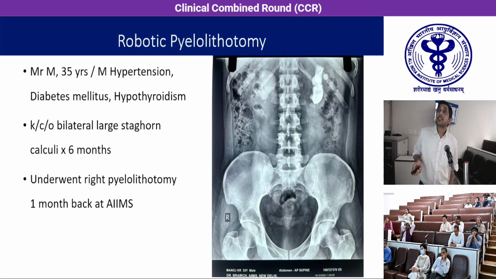So this next case, a 35-year-old hypertensive diabetic gentleman who presented with bilateral non-obstructive large staghorn calculi, underwent right side robotic pyelolithotomy. We don't have the video for this. I will be presenting the video for the left side pyelolithotomy.